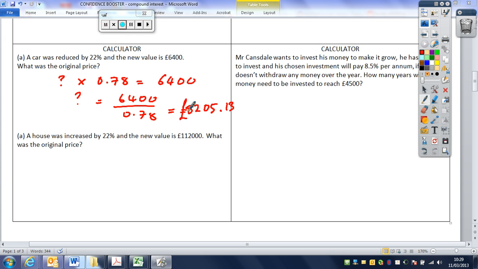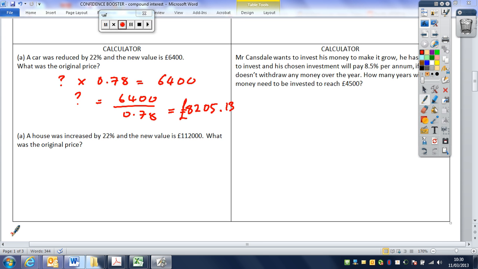Okay, so straight away, how am I analysing that answer to see if it's close or not? What do you reckon I'm doing? I'm not working out 22% and taking it away. Would you times... No, much more simple than that. I'm looking at my answer, I'm trying to see if it's a sensible answer, because sometimes we get answers that aren't sensible and we don't even recognise it. Yeah? It's above 6,400. Is it above it? It should be, because it's gone down in price originally, hasn't it?